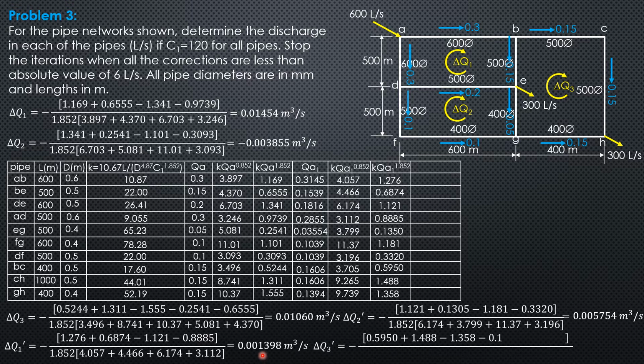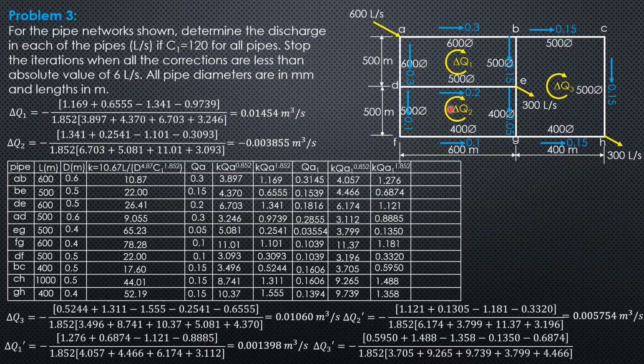So delta Q1 prime is 0.001398. This is 1.398 liters per second, which is below 6. So this is acceptable, hoping that the other corrections are also acceptable.